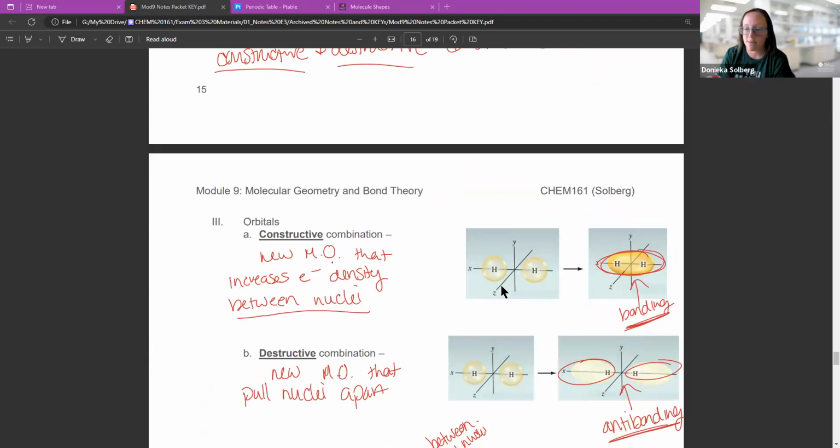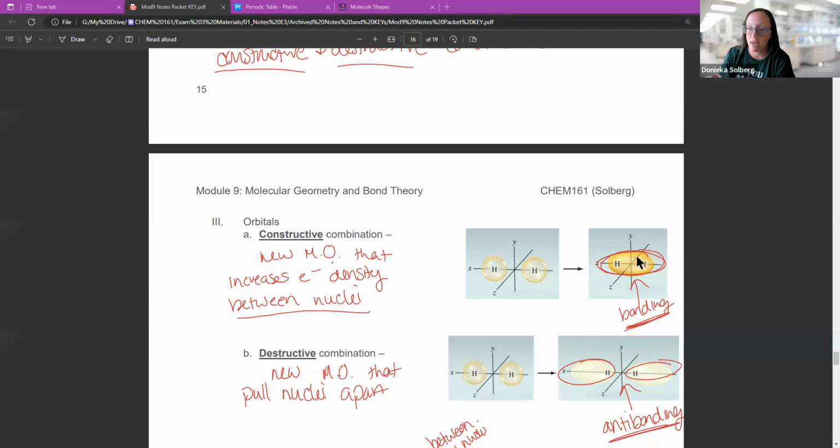When I have my 1s for hydrogen and my 1s for the other hydrogen, and those orbitals combine, I get one that is constructive, which is like a positive thing, a good thing. It's constructive, right? An orbital that looks like this. And then I get a destructive orbital, where they're really not combined, that looks like this. The constructive combination is a new molecular orbital that increases the electron density between the nuclei, so the electrons would be able to overlap and interact and bond between the nuclei. A destructive combination is a new molecular orbital that actually pulls apart the nuclei, so this would be like not bonding, they're not interacting.